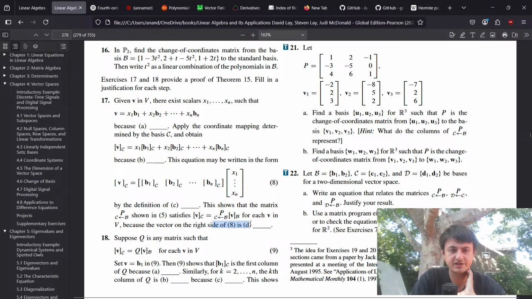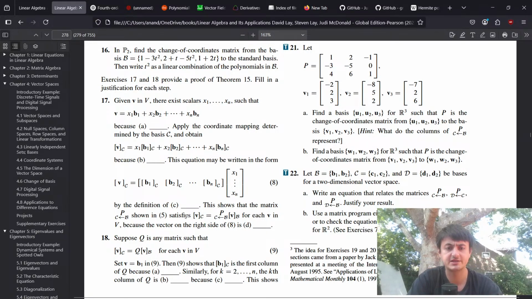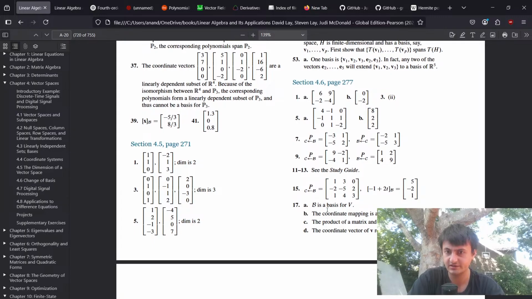I'm going to say, okay, C, I don't know. C, I'm going to say definition of linear combination. I don't know, that seems wrong. But then D, I think, is invertible, because the vector on the right-hand side of 8 is invertible. And by that, I just mean it spans it and stuff like that. So 17, B is a basis.